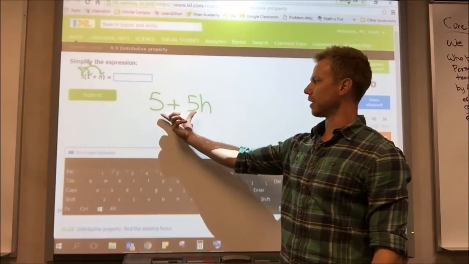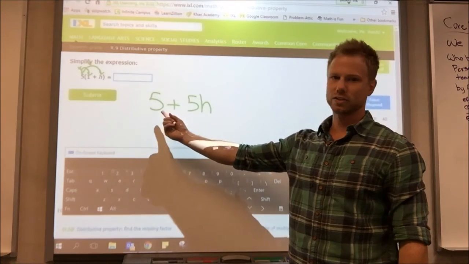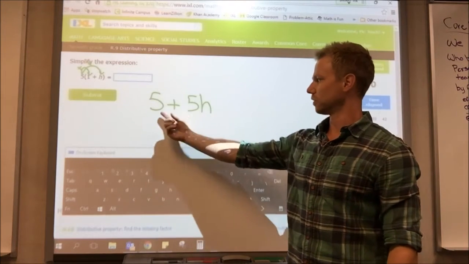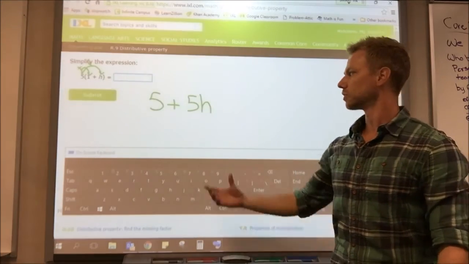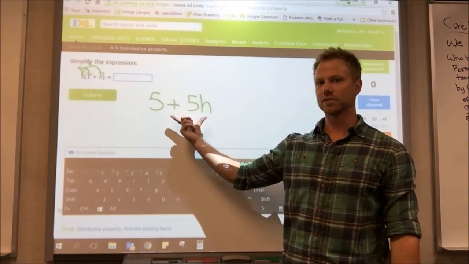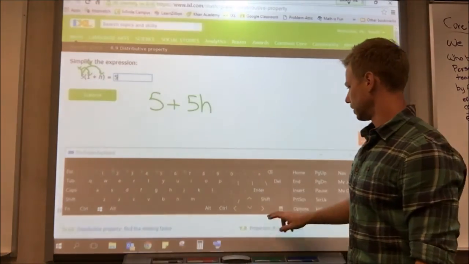I can't add 5 and 5h together because this one has an h and this one doesn't. They have to look the same in order to add them together. We call those like terms. They have to be like terms or have the same letter in order to combine them. So that's all that I can do.